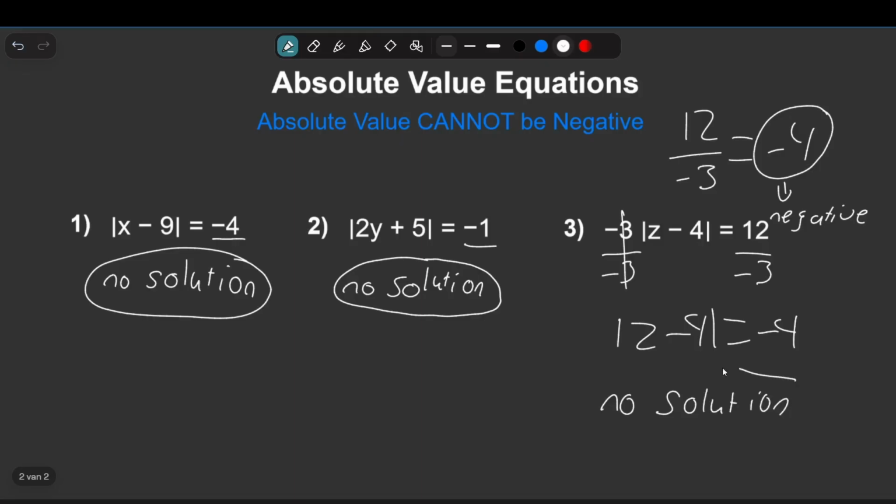So don't think you did something wrong when you get no solution, because this can happen with absolute value equations. Don't forget, if the absolute value equals a negative number, immediately stop solving the equation and write no solution, every time. So this was basically the video on teaching you how an absolute value equation with no solution works.